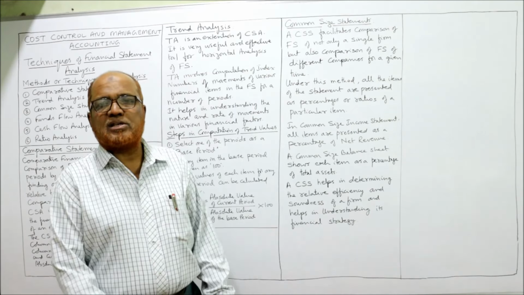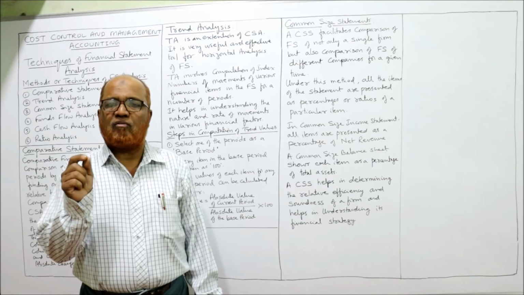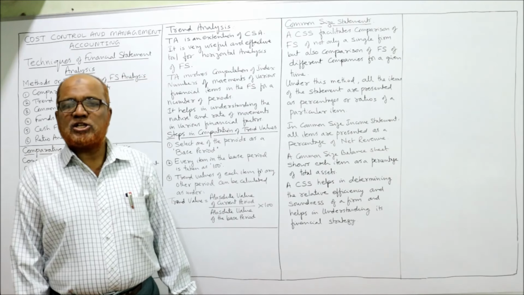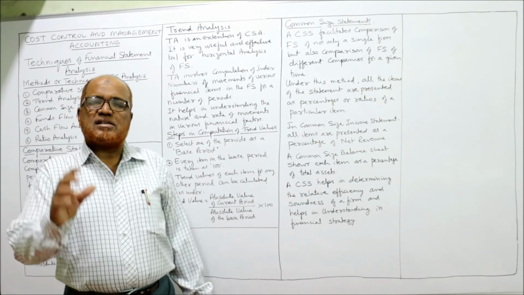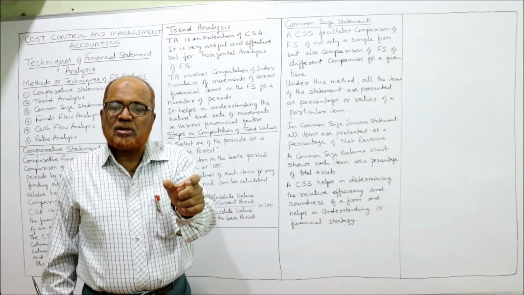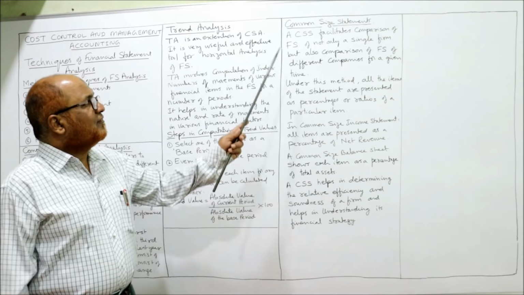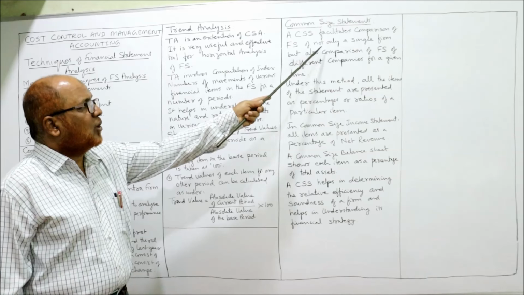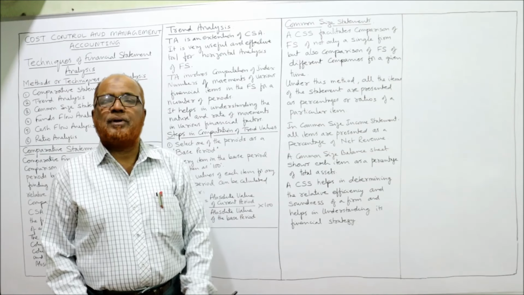Next, last technique I'm going to explain in this video is common size statement analysis. This is also one of the widely used financial statement analyzing techniques. In common size, we condense all the financial statement values into percentages. So a common size statement facilitates comparison of financial statements of not only a single firm but also of different companies for a given period of time.